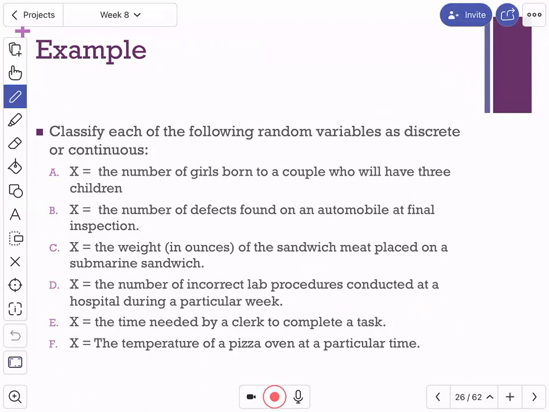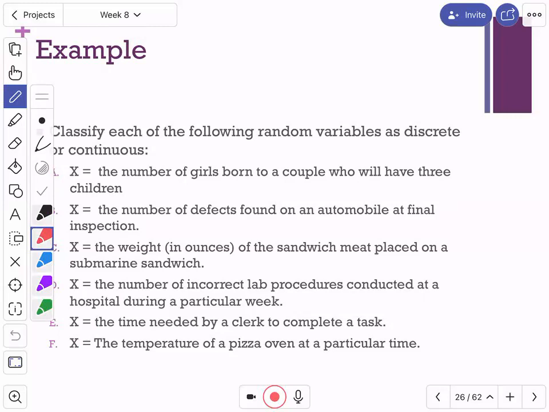So X equals the number of girls born to a couple who will have 3 children. So I've defined X as the number of girls born to a couple who will have 3 children. What are the possible outcomes of X? Can anybody tell me that? If you decide to have 3 children, you look at the number of girls that are born. What are your possible outcomes between the 3 children? Anybody? 2. Keep going. What else?